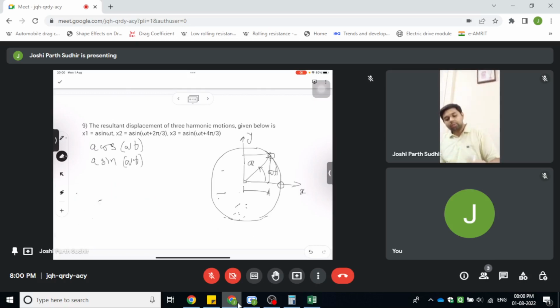So what we understand from this is that the projection of a particle moving in a circle on the x and y axis are basically simple harmonic motions of the nature of sin omega t and cos omega t. So a cos omega t if we project it onto the x axis, and a sin omega t if we project it onto the y axis. So now here we have 3 different harmonic motions, x1, x2 and x3. Now what we have been given is that we have to find out the resultant of x1 plus x2 plus x3.